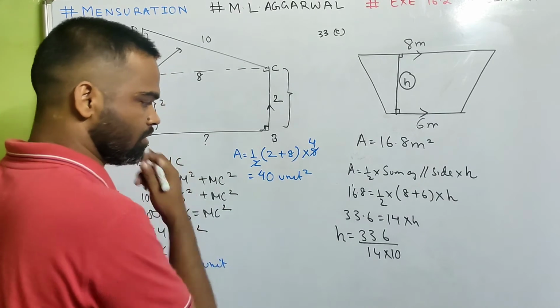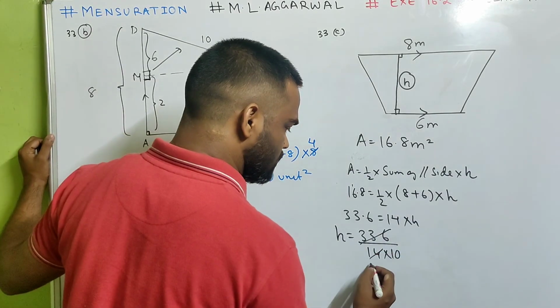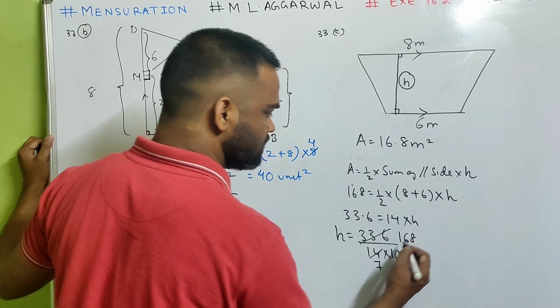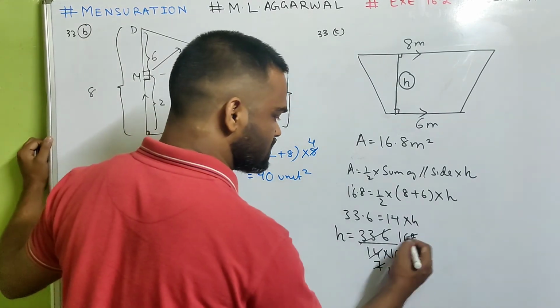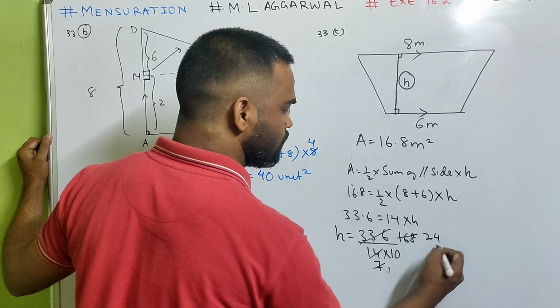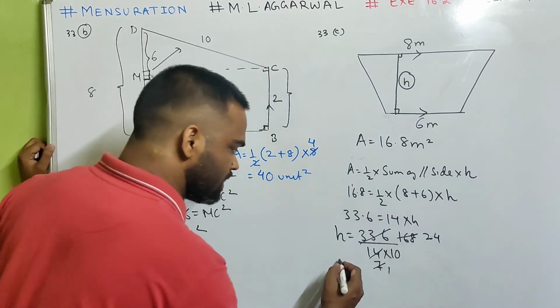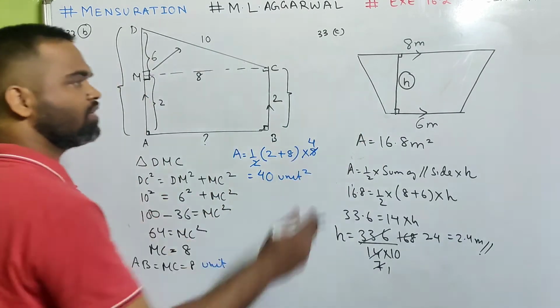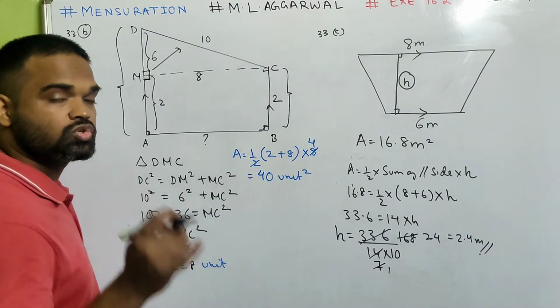We'll cancel by 2. 2 7 times. 2 1 6 8. 7 1 times. 7 2s are 14. 24. 24 divided by 10 is what? 2.4 meter. Which means the depth of the canal is 2.4 meter.